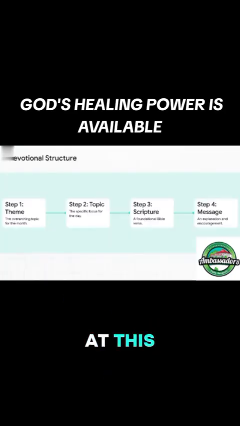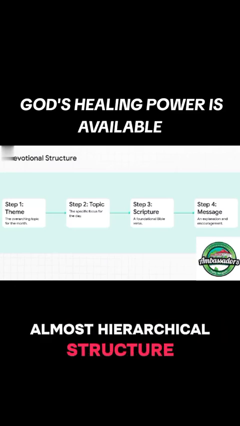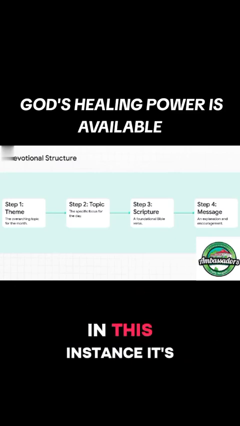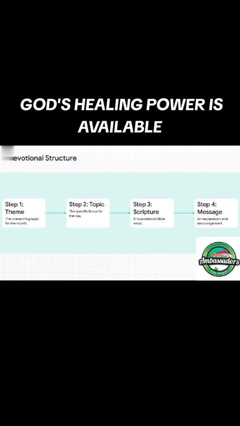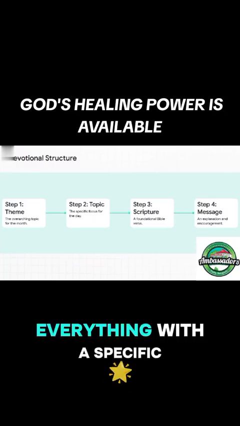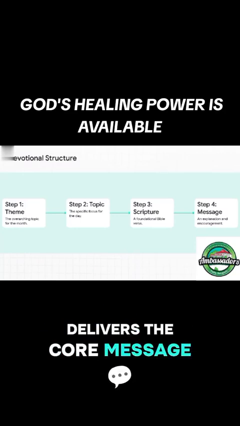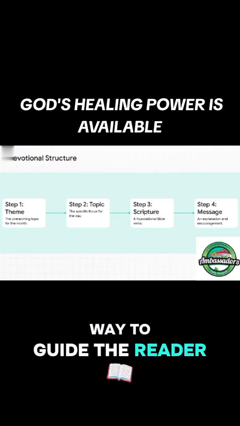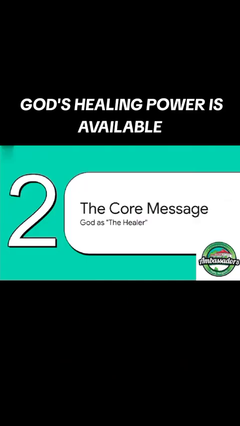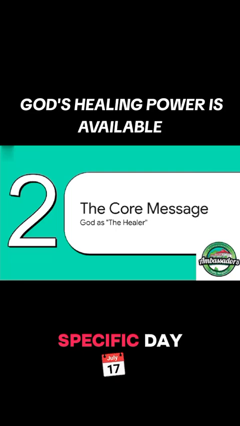Okay, take a look at this. Right at the top, you can see this super clear, almost hierarchical structure. It's like a funnel. It kicks off with a big, broad, prophetic theme for the whole month. In this instance, it's supernatural healings. Then, boom, it narrows down to today's topic. From there, it anchors everything with a specific Bible scripture, and then finally, it delivers the core message. It's a really smart way to guide the reader, taking them from this huge concept all the way down to a very specific point.